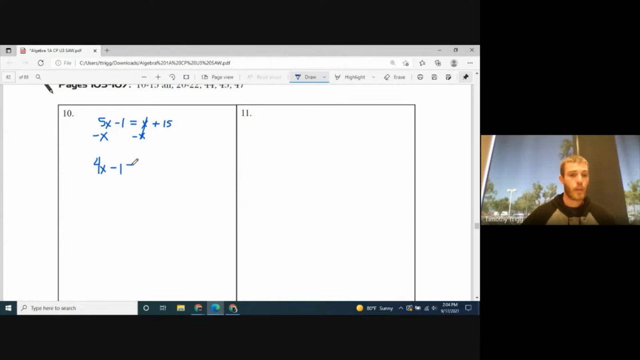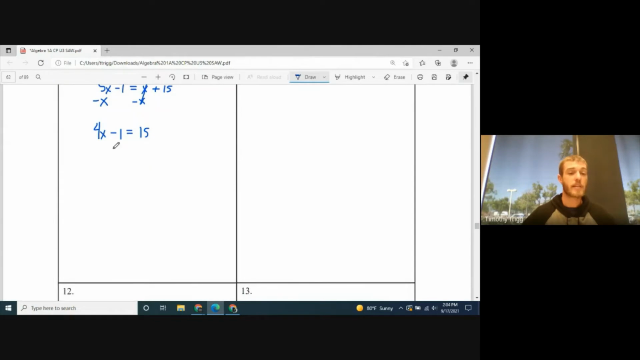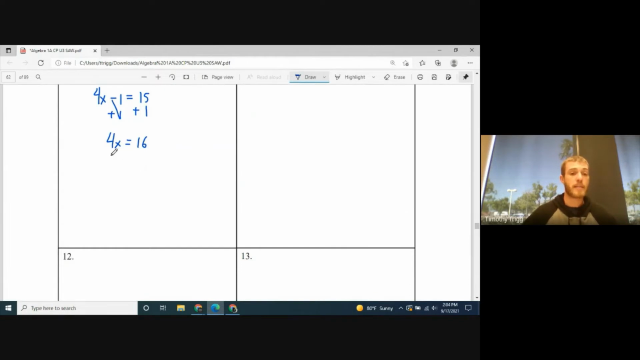Okay. And then on the right side, we still have 15. To get x by itself, we're going to add 1 to both sides of the equation. That'll give us 4x on the left equals 16. To get x by itself, we're going to divide by 4. Because remember, 4x means 4 times x. So in order to cancel out multiplication, you divide. So we're dividing by 4 on both sides to cancel that out. That'll leave you with x by itself and 4 over here.